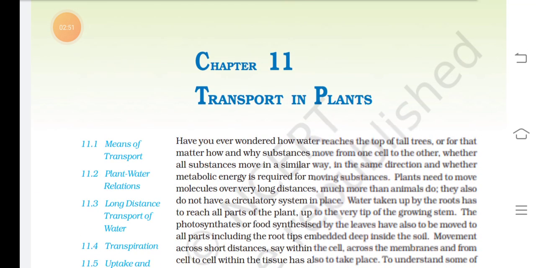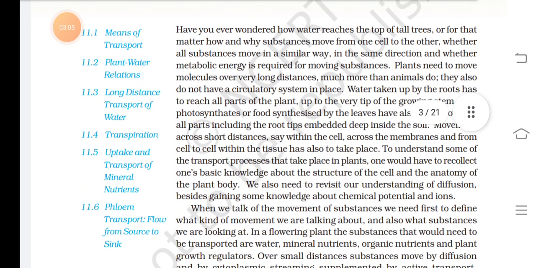Chapter 11. Transport in Plants. Have you ever wondered how water reaches the top of tall trees, or for that matter how and why substances move from one cell to another? Whether all substances move in a similar way in the same direction, and whether metabolic energy is required for moving substances? Plants need to move molecules over very long distances, much more than animals do.